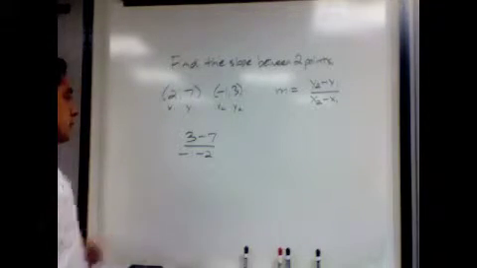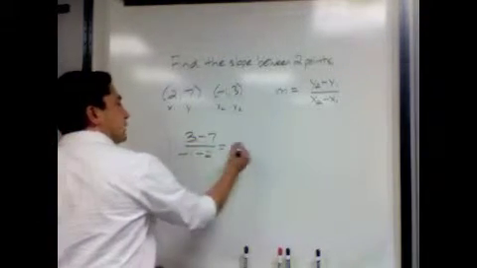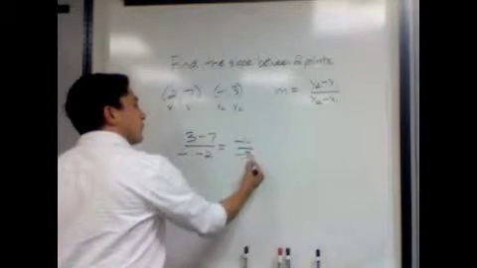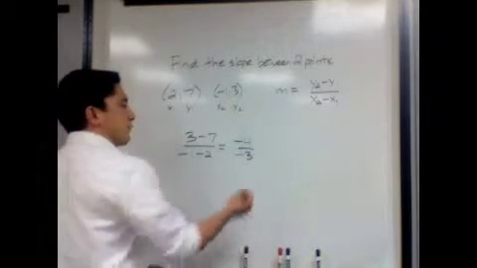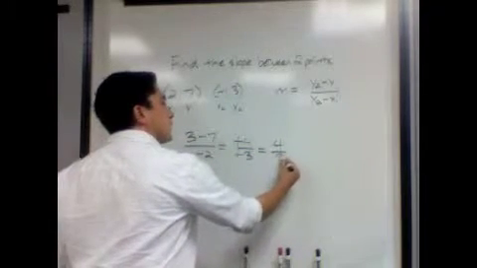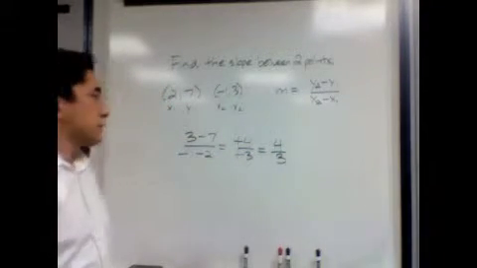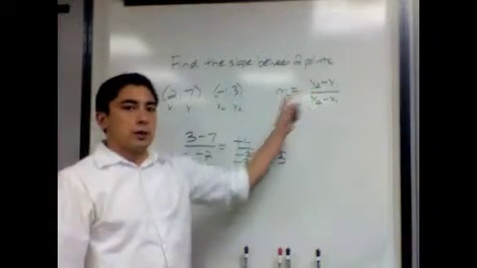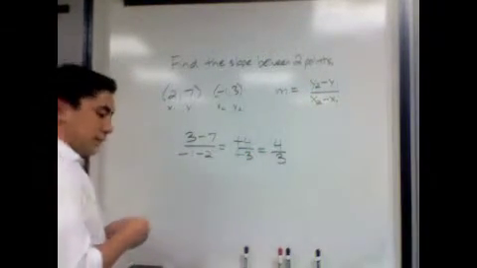Okay? So now we have 3 minus 7 is negative 4. Negative 1 minus 2 is negative 3. And always reduce if you can. In this case, those negatives cancel out. So your slope is positive 4/3. Okay? So that's how you find slope between 2 points. y2 minus y1 over x2 minus x1.